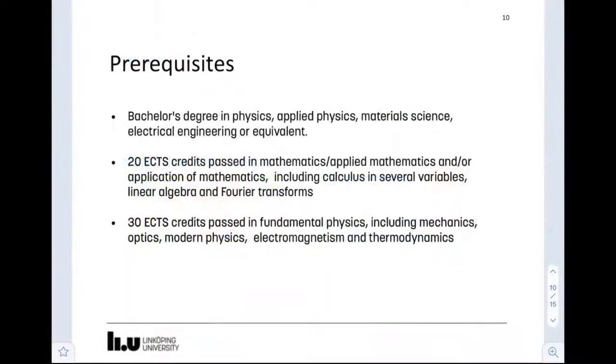In order to be admitted, you need a bachelor's degree in physics or applied physics, material science, electrical engineering, or something equivalent. You need to have 20 ECTS credits in mathematics, including calculus, linear algebra, and Fourier transforms. You also need 30 credits in fundamental physics, including mechanics, optics, modern physics, electromagnetism, and thermodynamics.